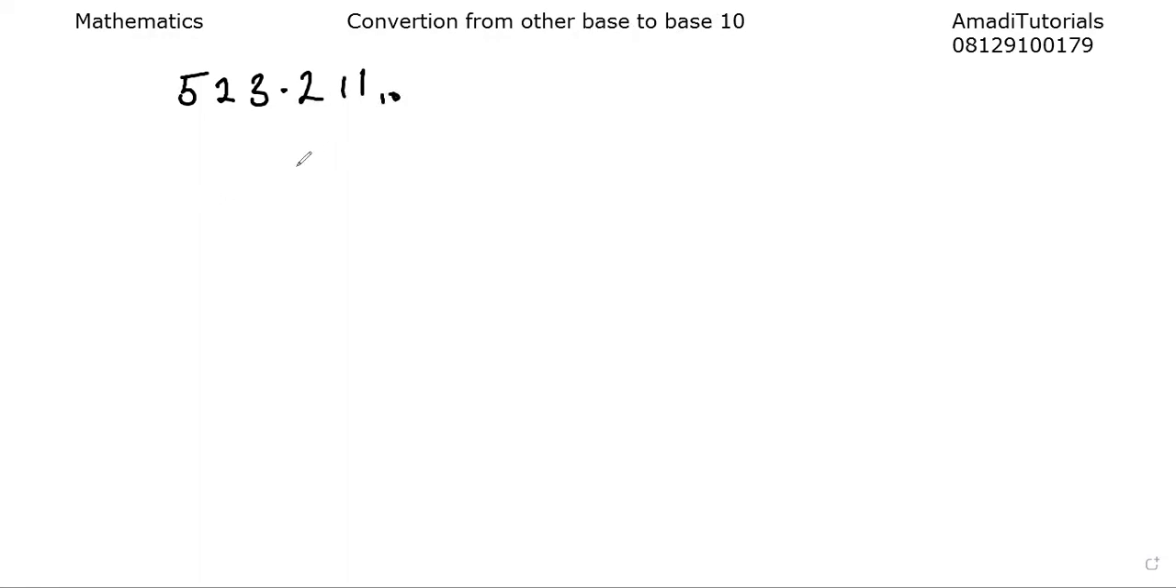Now, if I ask what is the numeric value of 5 in this number? The numeric value of 5 in this number is 500. And what's the numeric value of 2 in this number? The numeric value of 2 is 20. The numeric value of 3 in this number is 3. So if you add 500 plus 20 plus 3, it gives you 523.